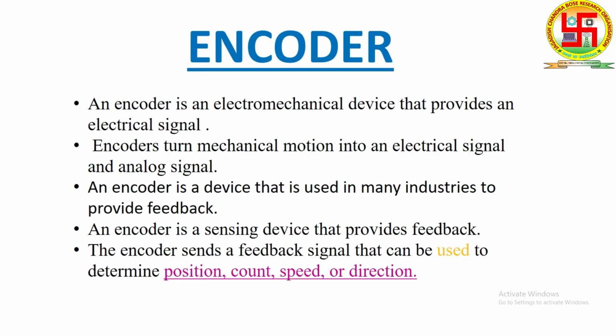From the definition point of view, an encoder can be thought of as an electromechanical device that provides an electrical signal. Electromechanical means there is an electrical component as well as a mechanical component involved. Basically it turns mechanical motion into electrical signals, and it is generally used in many industries where precise motion information is required.